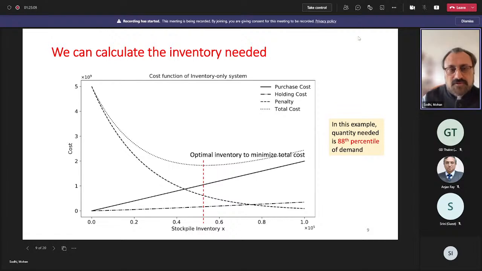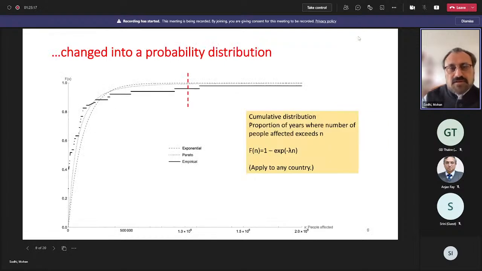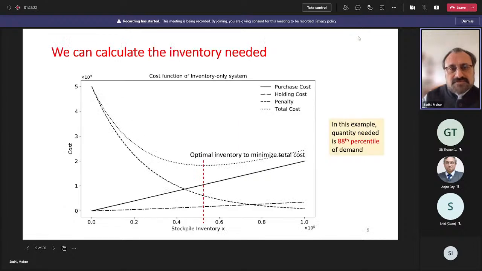And of course, the number of people getting affected will go down dramatically because, as you saw in the previous slide, the more people are affected, the probability becomes much smaller. So the top curve is the expected total cost. You can see where it's minimized, and that gives you your stockpile, how much inventory you should keep. This is a classic newsvendor calculation.